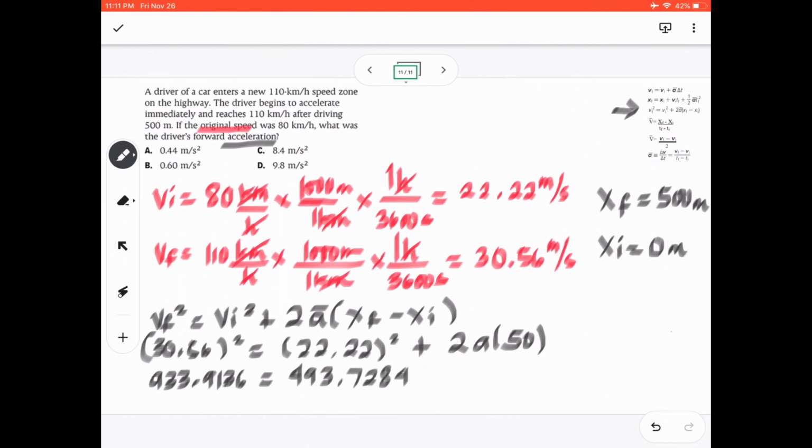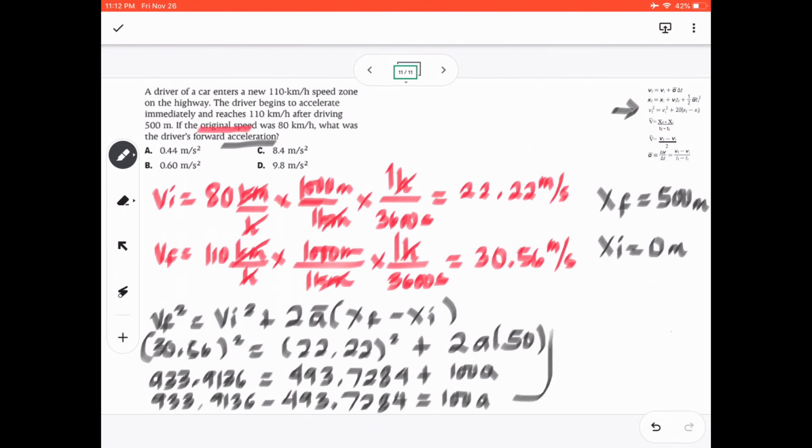493.7284 plus 100A. 2 times 50 is 100. Alright, and then again we're going to get 933.9136 minus, we're going to transpose 493.7284 to the other side, so it will become negative, is equal to 100A.